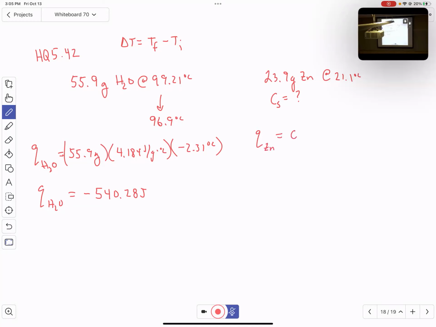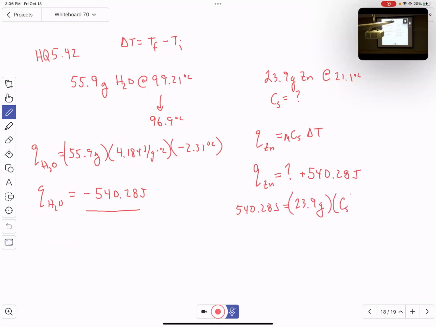All right, now we want to find information for zinc. Q equals M C delta T for the zinc. What is our Q for the zinc? The water lost 540 joules, so the zinc's going to gain 540.28 joules. So, all right, we can set up Q equals MC delta T.